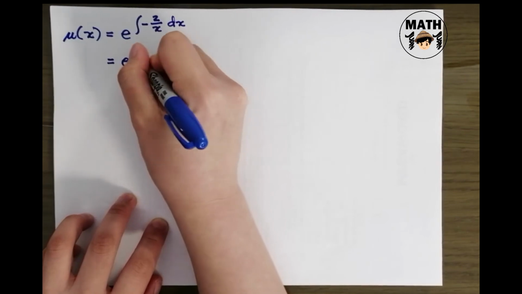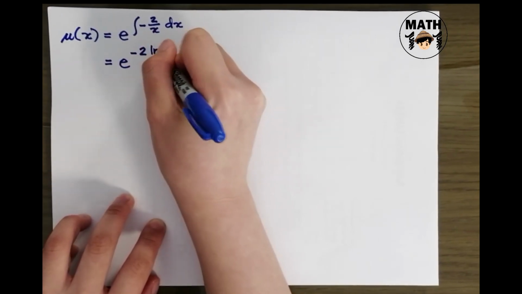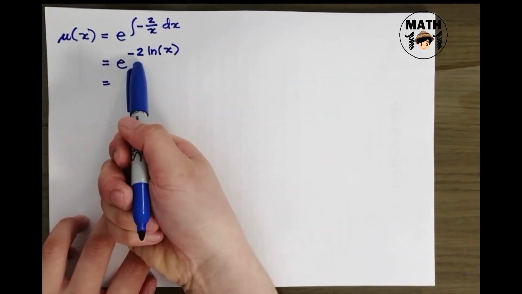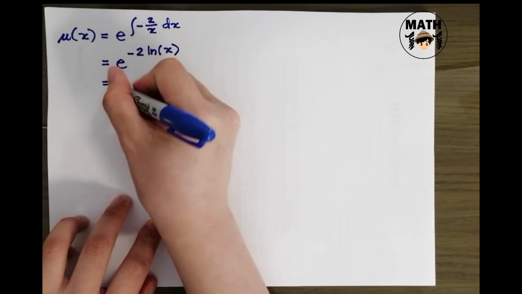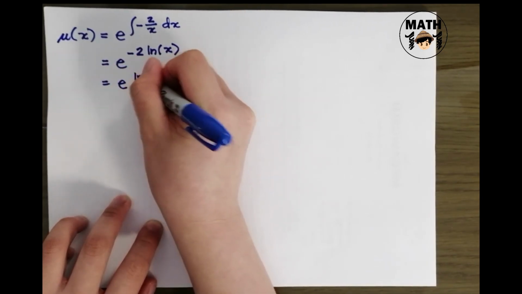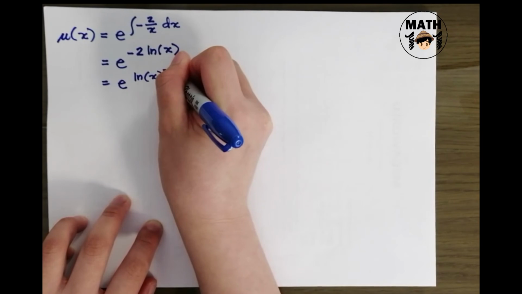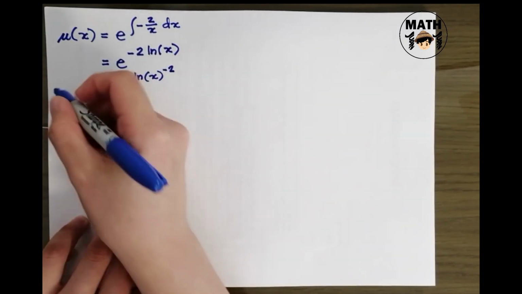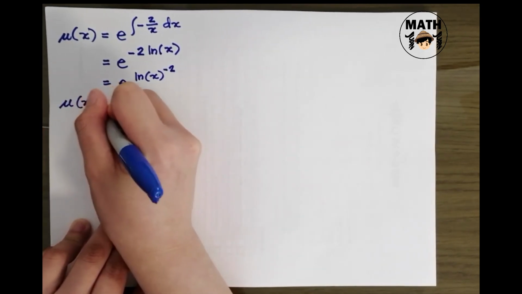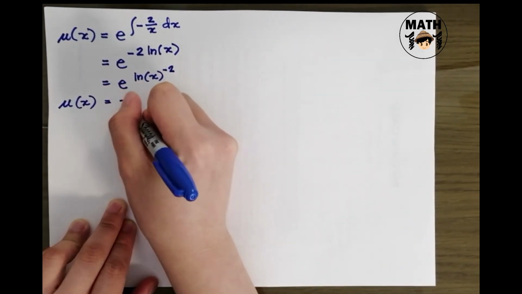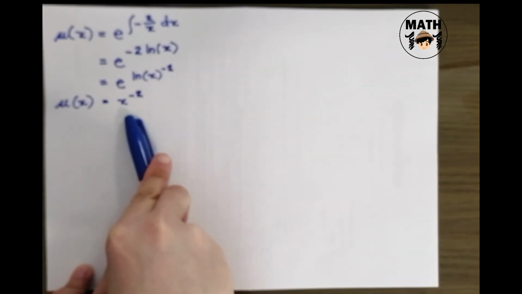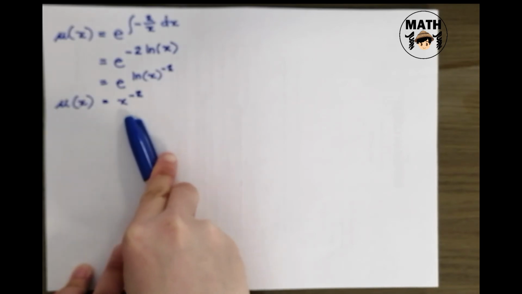Integrating this, we get e raised to negative 2 ln of x. By applying the logarithm rule, na pwede natin gawing exponent ito, we'll have e raised to ln of x raised to negative 2. And e raised to ln of x raised to negative 2 is just this term. Kaya naman yung ating integrating factor is just equal to x raised to negative 2. Anong gagawin natin ngayon sa integrating factor na to? I-multiply natin siya sa original equation para maging exact yung ating original equation.